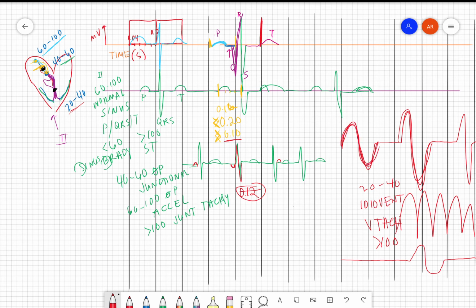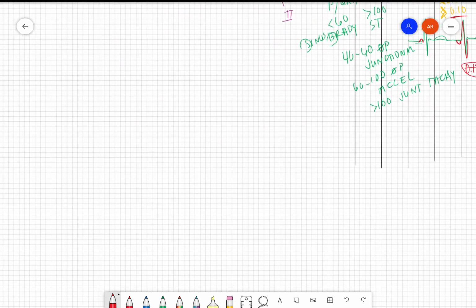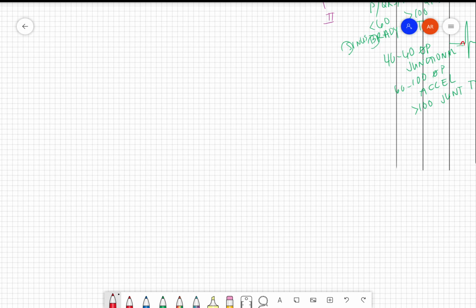Now, what if we have a sinus rhythm, and the sinus rhythm looks beautiful, but all of a sudden, let's go back to our rhythm that we have. Let's see if I have room down here. We have this beautiful sinus rhythm going on. Let's just move this whole screen over. Okay, let me draw a beautiful sinus rhythm for you.